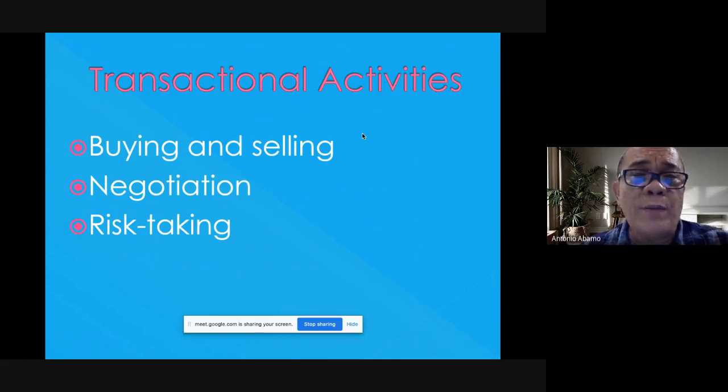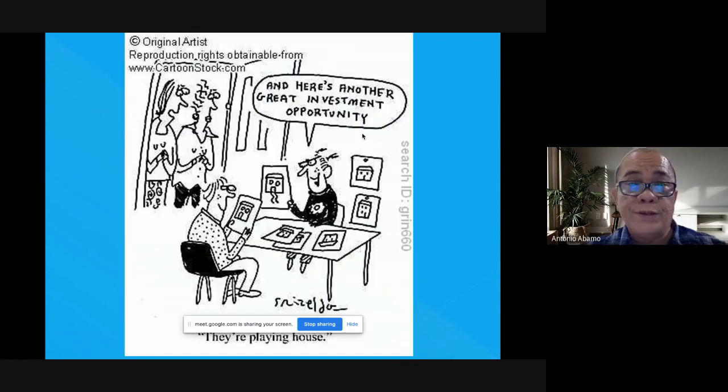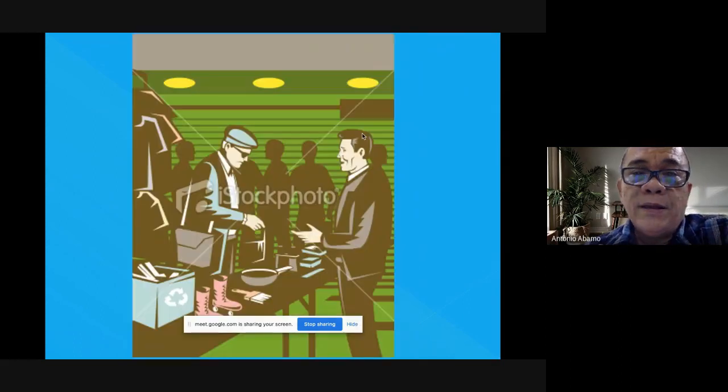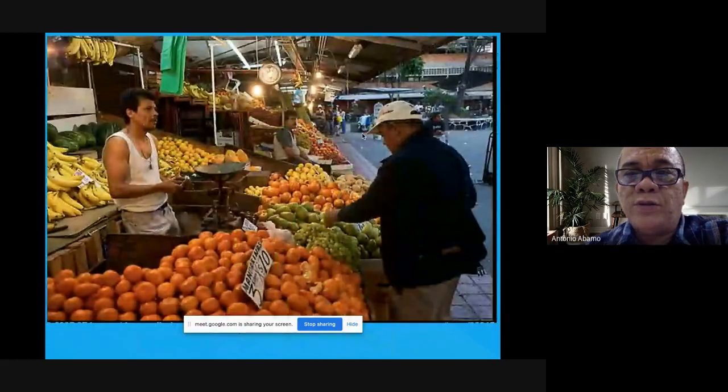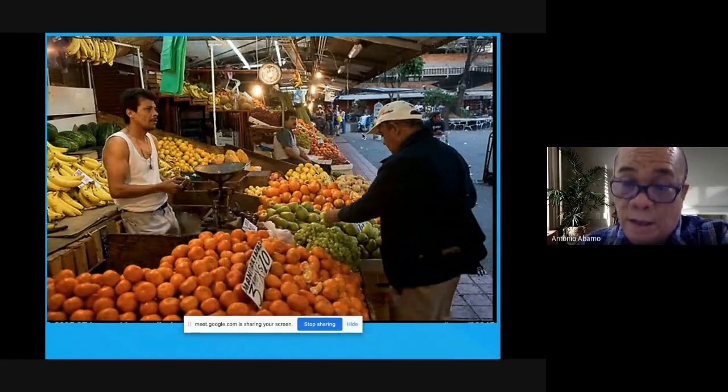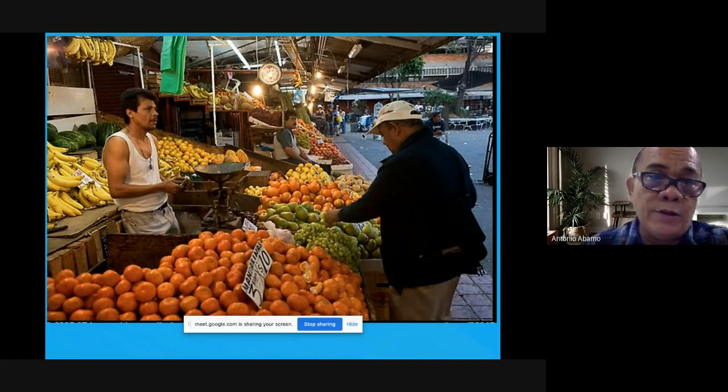What are the requirements for transactional activities? There is exchange, transfer of ownership, and there is transfer of payment and transfer of product also. This is an example of a transactional activity. Sometimes after paying, you shake hands or you say thank you, a conclusion of the transaction activity. You negotiate and you bargain, and then you finally decide to buy. That's part of the transaction activity.